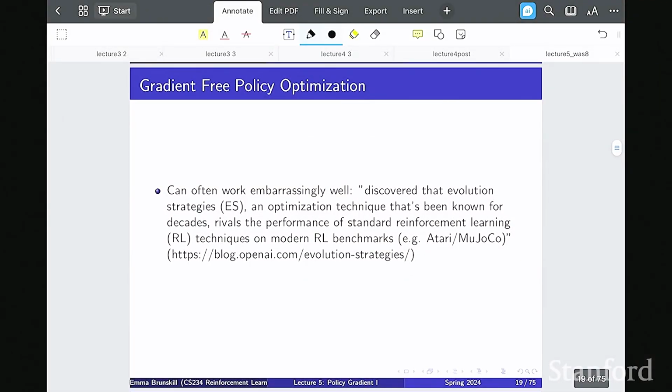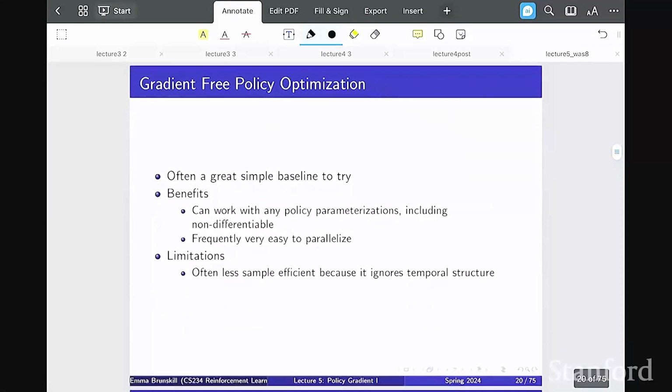Now, it's just useful to know about these because they often work pretty well. So I think sometimes we like to leverage the structure specific to, say, our Markov decision process, but in some cases, just leveraging these methods, which may not use very much structure at all, can actually do really well. So it's just good to keep in mind that there are a lot of ways to do online optimization. All right, so this is often a great baseline to try. The great thing about this is it can work with any policy parameterization, even if it's not differentiable, because it's not using gradients. And it's also often very easy to parallelize.